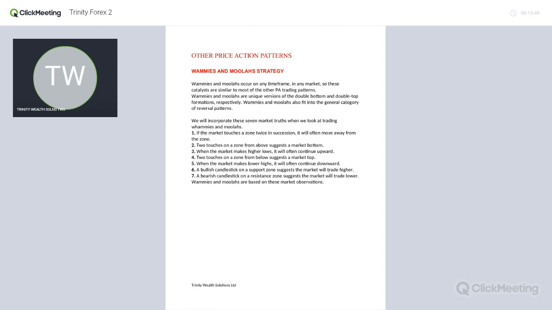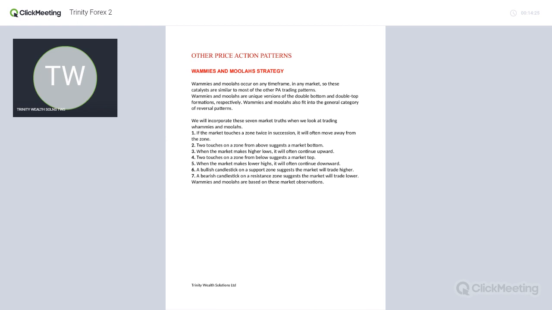Two touches on a zone from above suggest a market bottom. Two touches gives us a double bottom. But when the market makes higher lows, it will often continue upward. Remember, we said one of the main characteristics of an uptrending market is higher highs and higher lows. Here we are focusing on the lows. So when the market makes higher lows, it will often continue moving up.